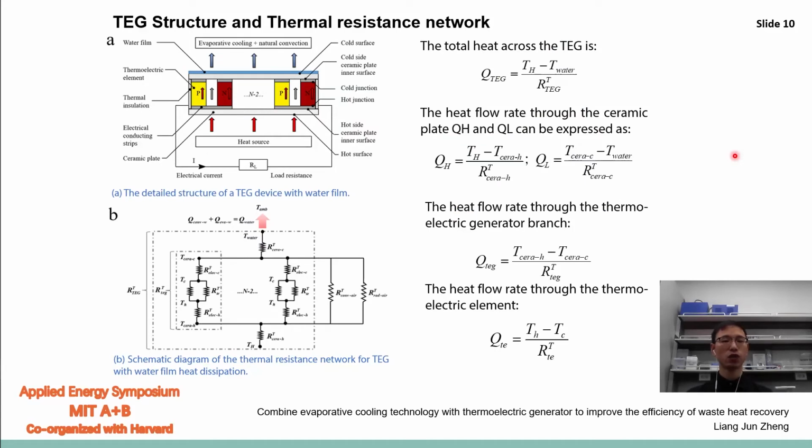This is the TEG structure and the thermal resistance network. As we can see in figure A, the cold side is covered by a thin water film. So evaporative cooling and natural convection occur at this water-air interface. Figure B is the TEG thermoelectric resistance network. By utilizing this network, we can write these equations for the TEG.